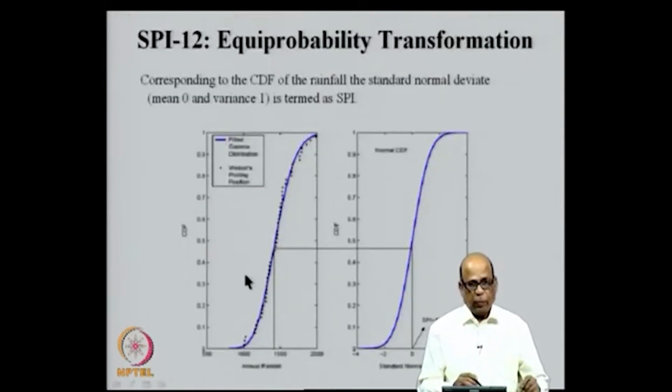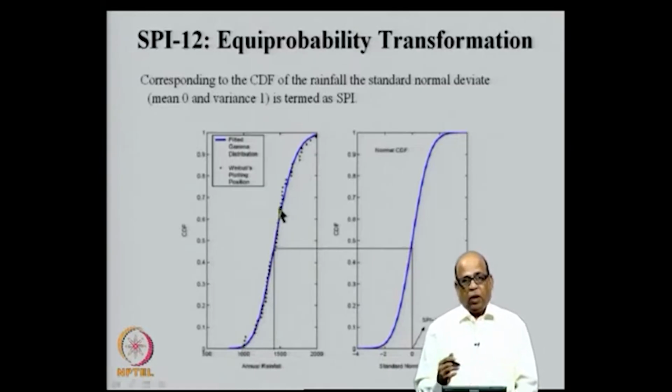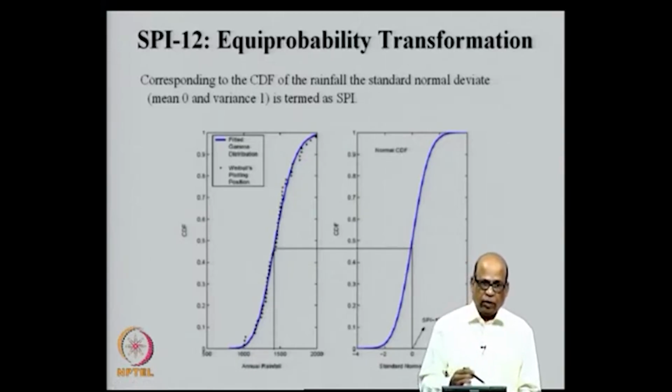We convert the precipitation series into the SPI as follows. We fit a probability distribution to the precipitation series. So, this is the annual rainfall here, and then we fit a probability distribution CDF using our Weibull method or whatever. So, these are Weibull's plotting positions, and typically for annual rainfall, as I mentioned when I covered the probability distributions, you may fit a gamma distribution. The gamma distribution in this particular case fits reasonably well.